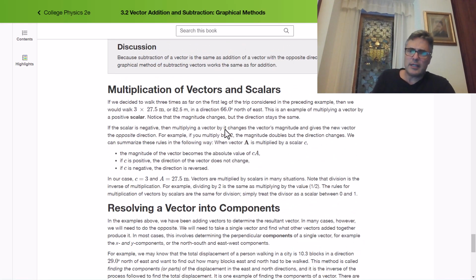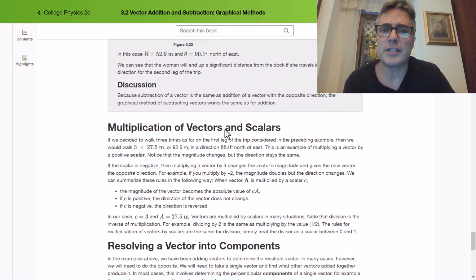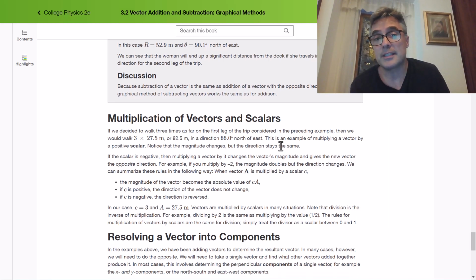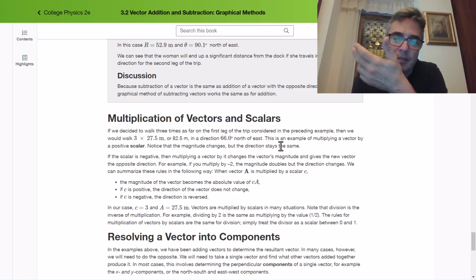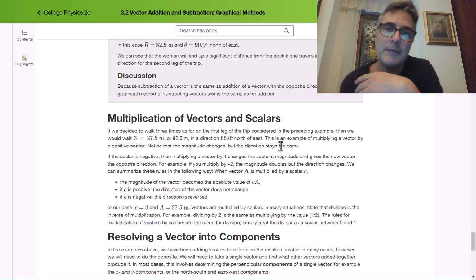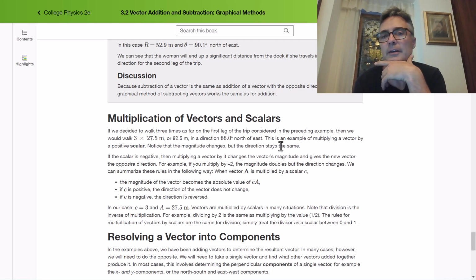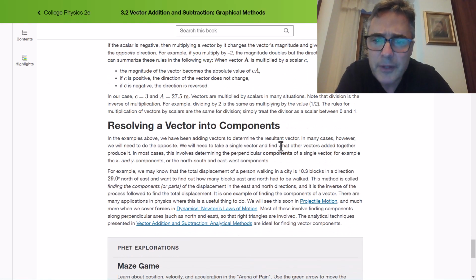And I think lastly, they talk about multiplying vectors and scalars. So you can always take a vector and multiply it by a scalar. What that does is it changes the magnitude of the vector without changing the direction. So if the magnitude is, say, 3 meters per second, and you multiply that by 4, then you get 12 meters per second as the new vector, but in the same direction. Unless you multiply by a negative scalar, and then it flips the direction of the result.